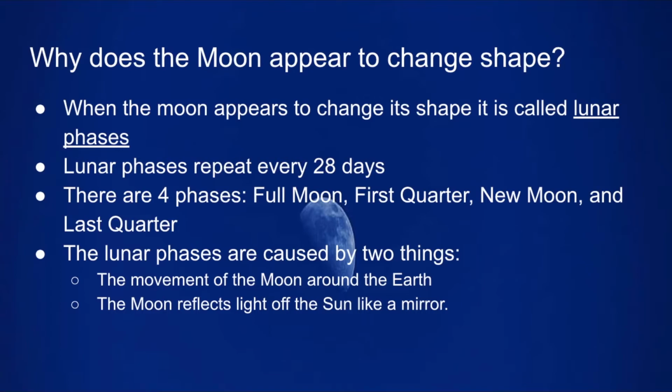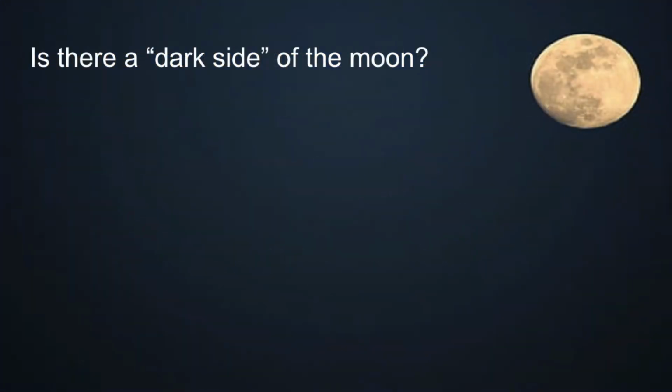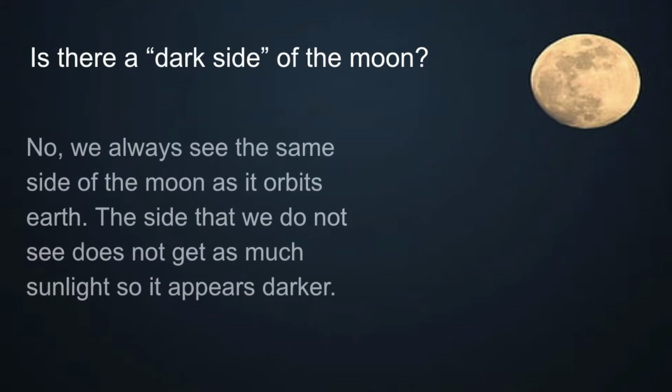So do you think that there is a dark side of our moon? There's actually not a dark side of our moon. We are always seeing the same side of the moon as it orbits Earth. The side that we don't see doesn't get as much sunlight, so it's going to appear darker to us when we are looking at it in the night sky.